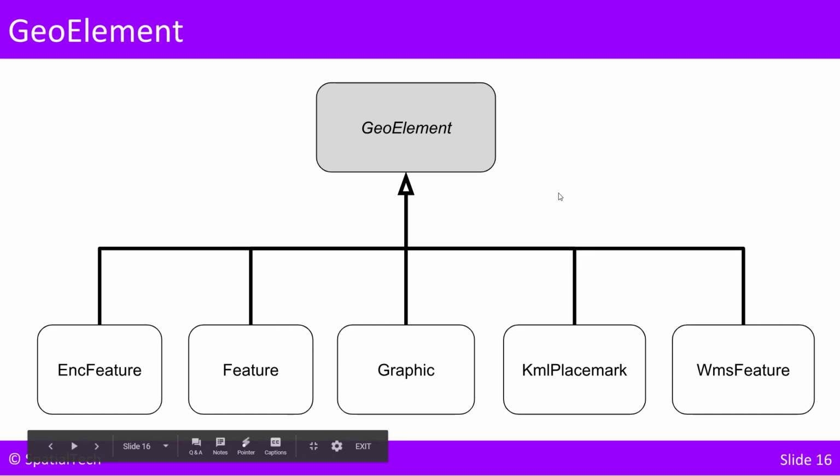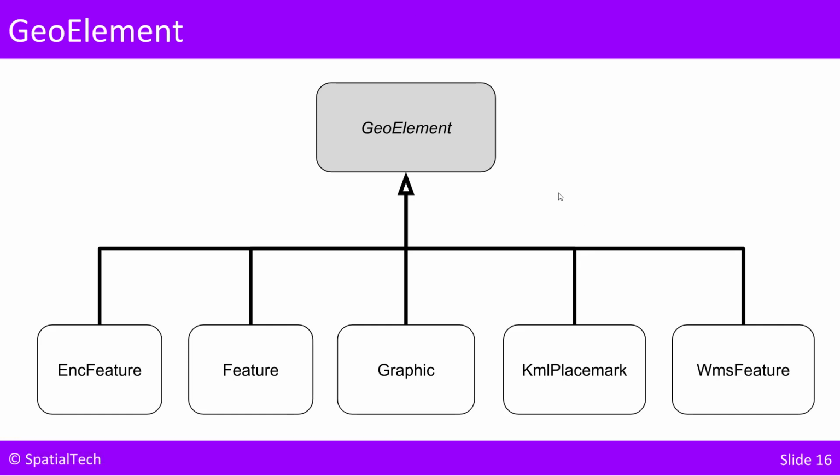So again, this is a stylized UML diagram. GeoElement is the super type. It's abstract, whereas the ones below are very specific. Hard to see in this diagram, but I have italicized GeoElement to reinforce the concept in UML notation that this is an abstract concept, and that it's these ones down below, ENC feature, feature graphic, KML placemark, and WMS feature, that are specific concrete classes that implement, typically the word used in code speak, this concept called a GeoElement.